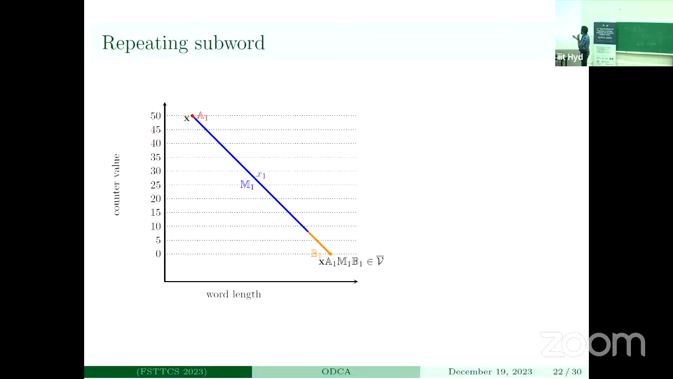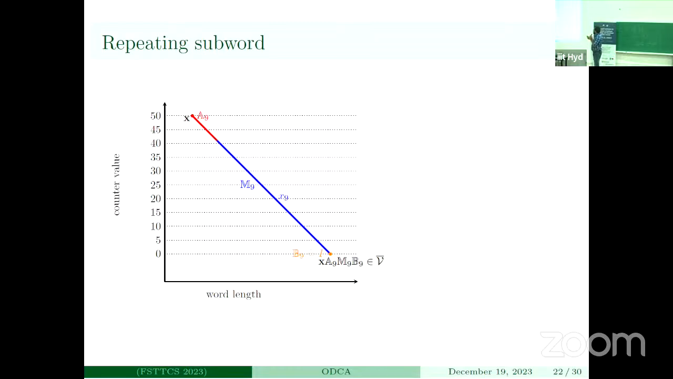So again, A1 is a transition matrix corresponding to the word which takes me from counter value 50 to 49. M1 is a transition matrix corresponding to the word x1 which takes me from counter value 49 to counter value 8. And B1 is the transition matrix corresponding to the word which takes me from counter value 8 to counter value 0. So I do this, I again know x a1, m1, b1 is in V bar, x a2, m2, b2 is in V bar, and so on and so forth. And I get x a8, m8, b8 is also in V bar.